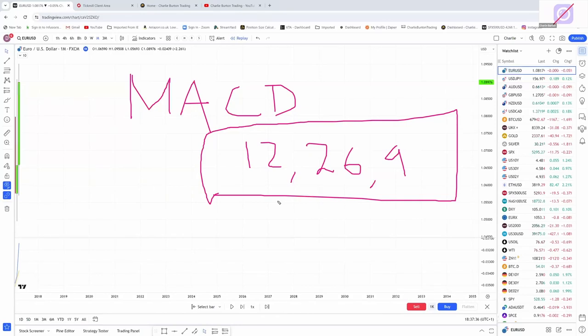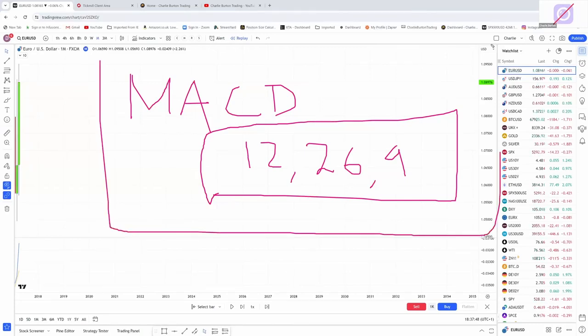Just as a warning, if you do use MT4 for your charting, the standard MACD setting on MT4 is incorrect, because it's MT4. It's a cheap piece of software. It's a very good piece of software, but it's free, and the MACD setting isn't great for it.